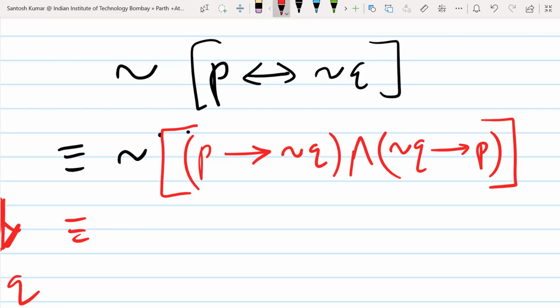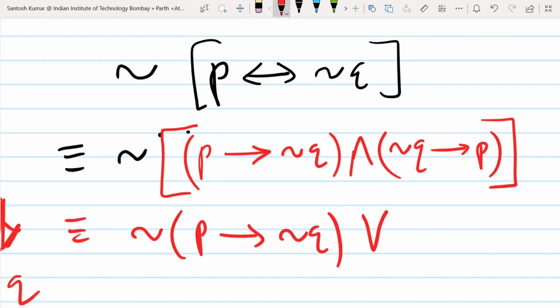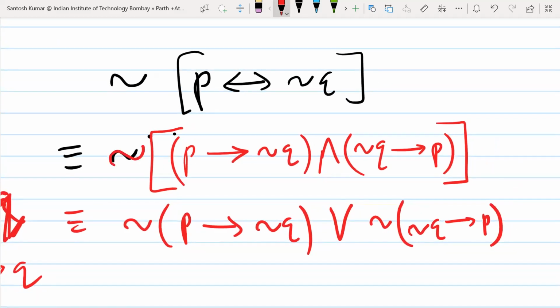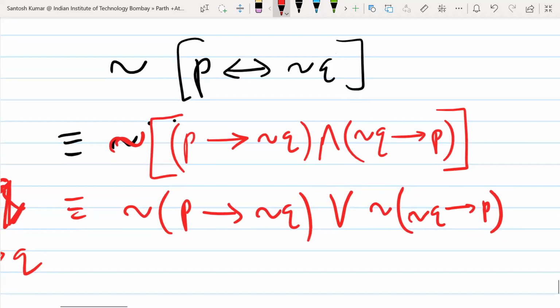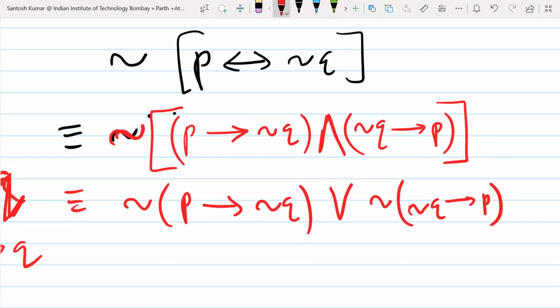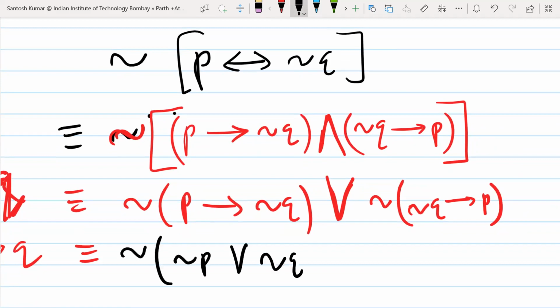So you apply negation inside. Negation of P implies not Q, and will become or by De Morgan's law, negation of not Q implies P. So what I did, just applied this outside negation to the inside. So and becomes or. Now again you can open this implies: negation of P implies Q is equivalent to not P and Q... keep this negation outside.